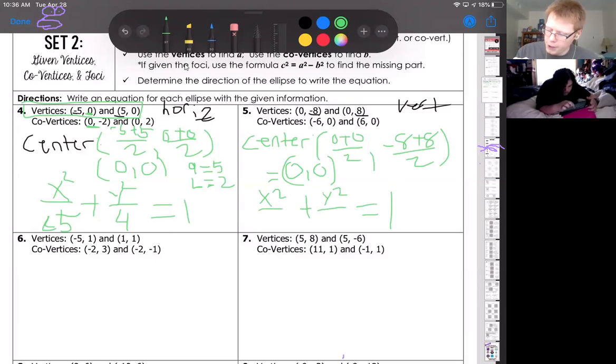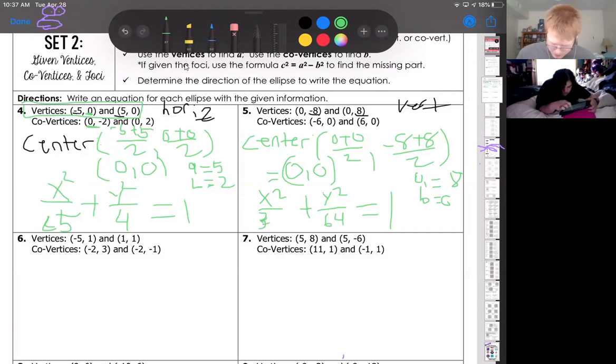If you look at our vertices, that's where you're going to get your a value. So it's 8 away from the center. If you plotted those points, your b, you look at your covertices, those would be 6 away from your center. Since this is a vertical ellipse, you're going to have to put the bigger number underneath your y value. So 8 squared would be 64. 6 squared would go underneath the x squared part.